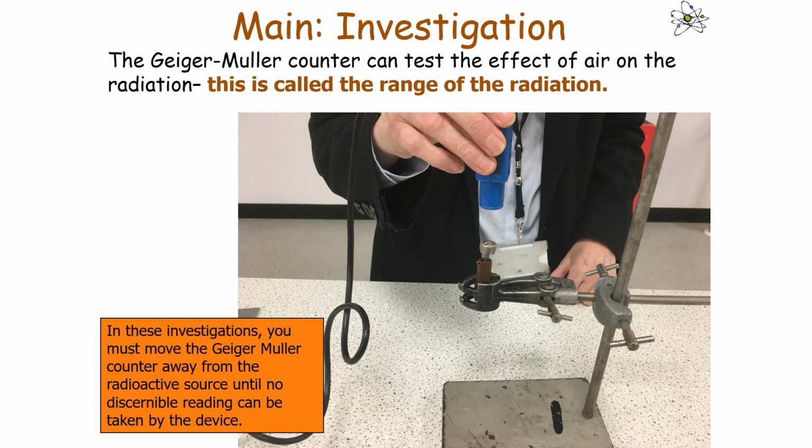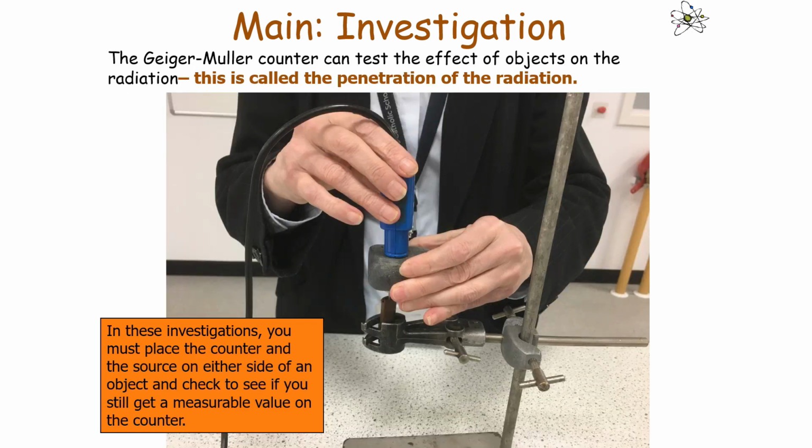A Geiger-Müller counter can be used to test the effect of air on the radiation, which we call the range of radiation. So in these investigations, you move the Geiger-Müller counter away from the radioactive source until no discernible reading can be taken by the device. You can also use the Geiger-Müller counter to test the effect of objects on the radiation, which we call the penetration of the radiation. In these investigations, you place the counter and the source on either side of an object and see if you get a measurable value on the counter.